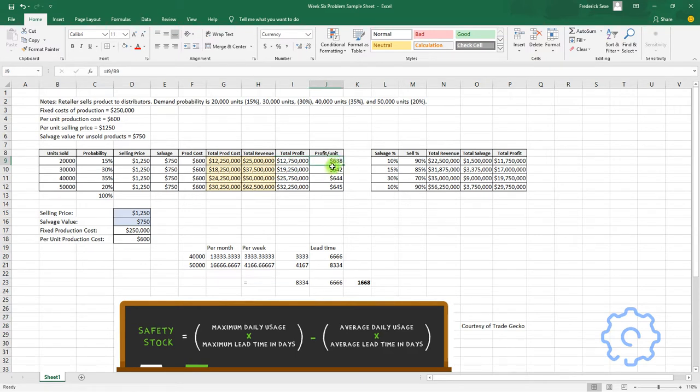You take the total revenue minus the total production cost, and that's the number that you get. Profit per unit's very simple again. Take the total profit divided by the number of units sold. Very simple.